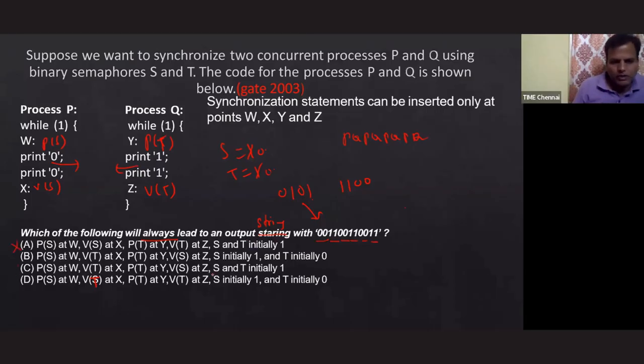A is not correct and C is not correct because the initial value of S and T is 1. So the initial value of S should be 1 and T should be 0. That means the option can be either C or D. First I will take D, which is actually wrong. With this option, you will understand why B is correct. So not only will you get the explanation of D, but at the same time you'll get the reason why B is correct. Okay, fine. Let's see this one.